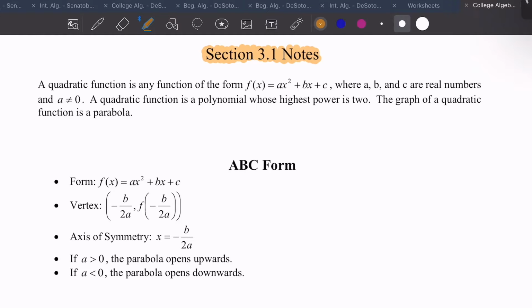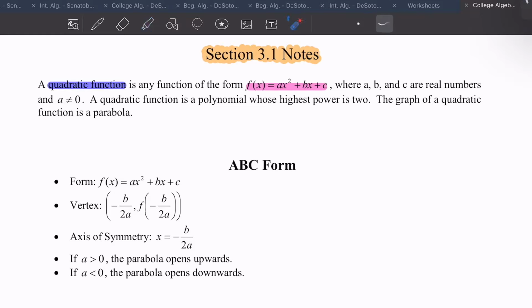All right, this is section 3.1, and this is going to be all about graphing quadratic functions. A quadratic function is any function of the form ax squared plus bx plus c, where a, b, and c are real numbers and a is not equal to 0.